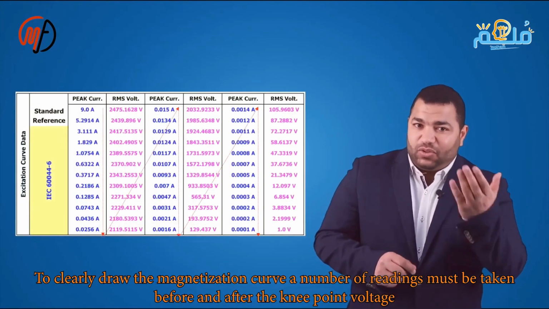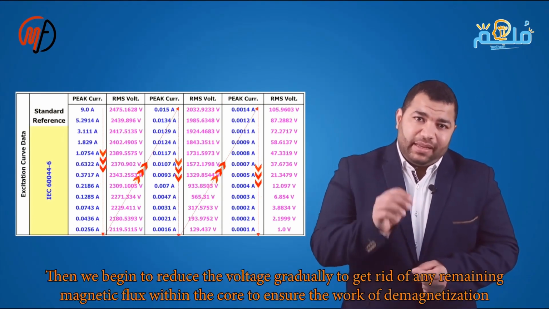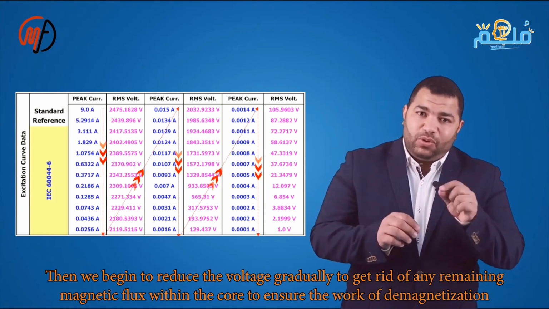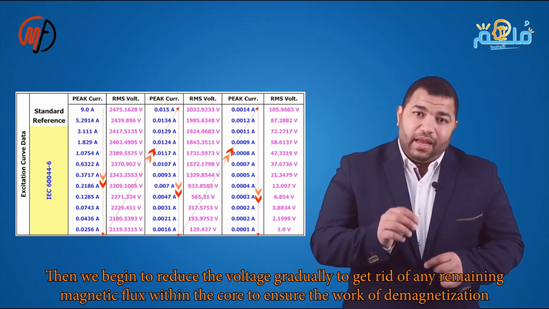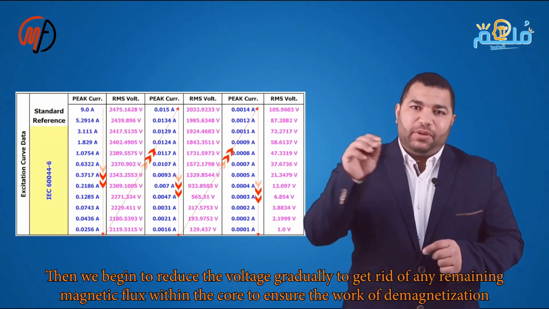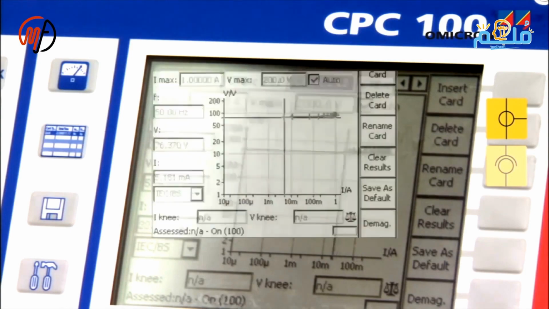To determine if the CT core is suitable for its ratings, the CPC can assess the core's performance. To clearly draw the magnetization curve, we take several readings before and after the knee point, then gradually decrease the applied voltage on the secondary until we reach 0 to demagnetize the core and eliminate any residual flux inside it. The CPC checks CT core performance for ratings and reports per IEC or IEEE if suitable.